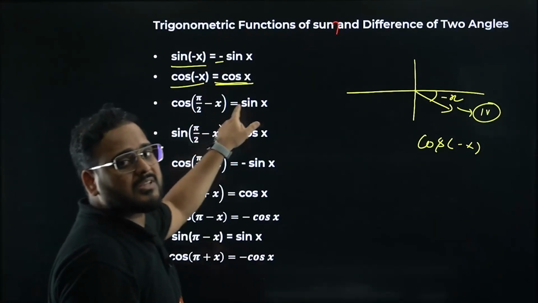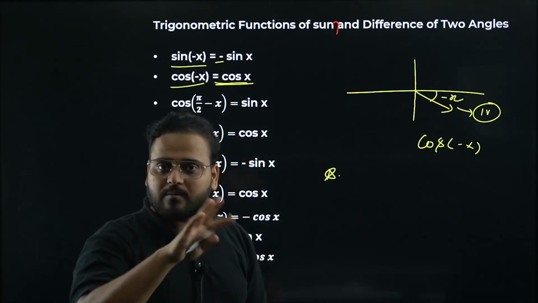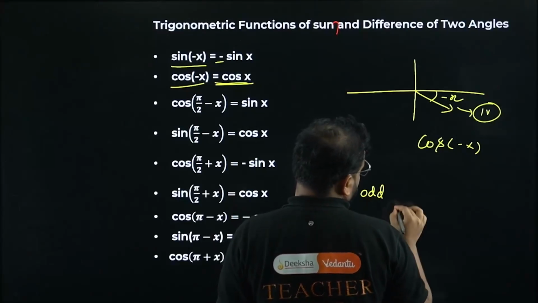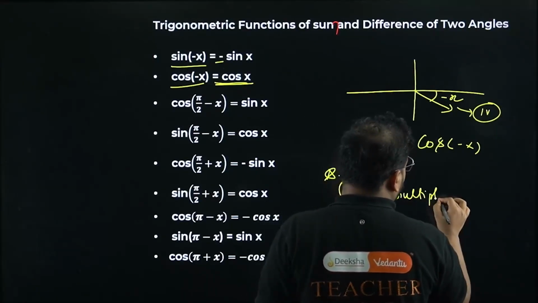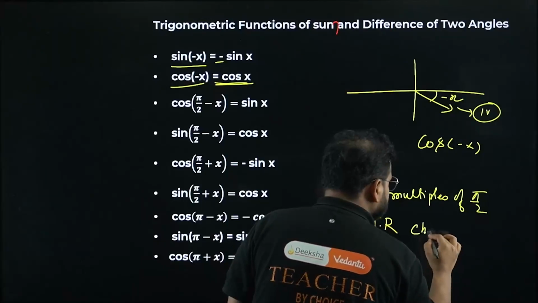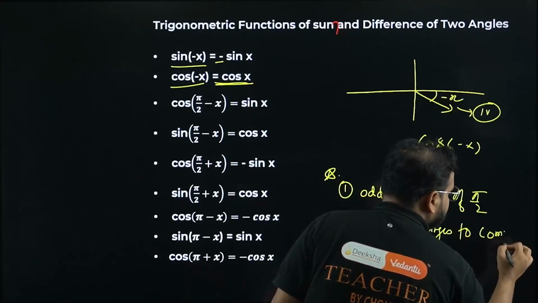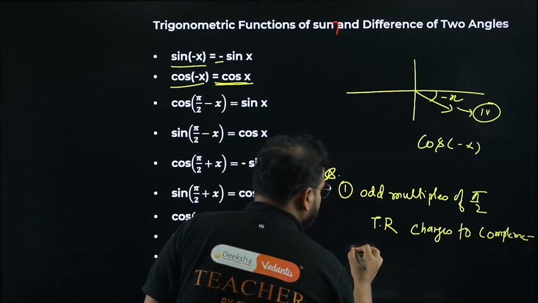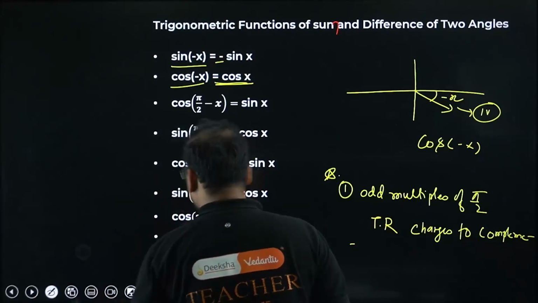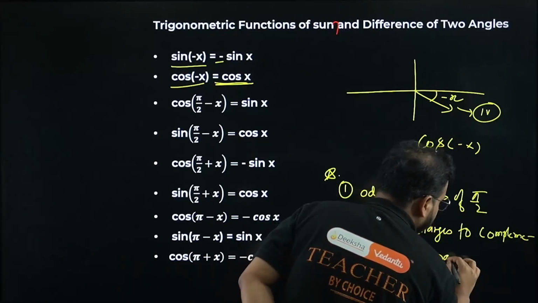Again, cos of pi by 2 minus x. What is this? Understand this. There are 2 points to remember over here. Whenever you're talking about trigonometric ratio operations over multiples of pi by 2, the first thing is: for odd multiples of pi by 2, the trigonometric ratio changes to its complementary counterpart.